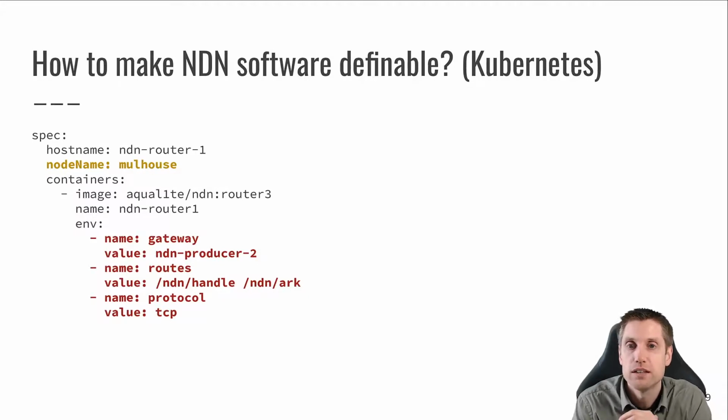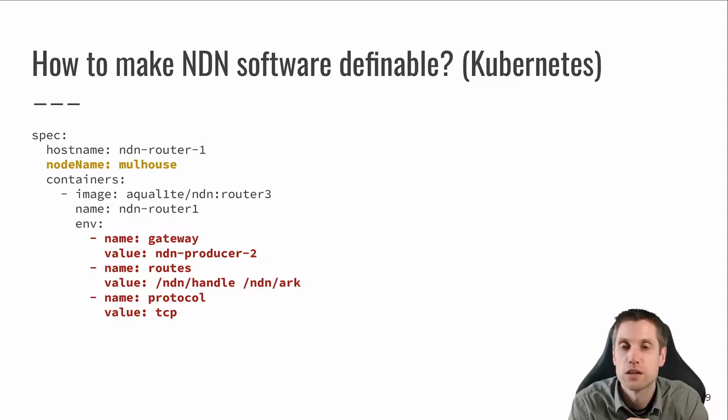So how to make NDN software definable? Well, we did this with Kubernetes, and here's just a snippet of this. The reason we're showing this is because Tosca was not mature enough at the time of writing of our report to fully use Tosca as the central orchestrator. So some of the bits were done with Kubernetes and some of them have been done manually, just to showcase what's possible if Tosca would be fully capable of orchestrating this.